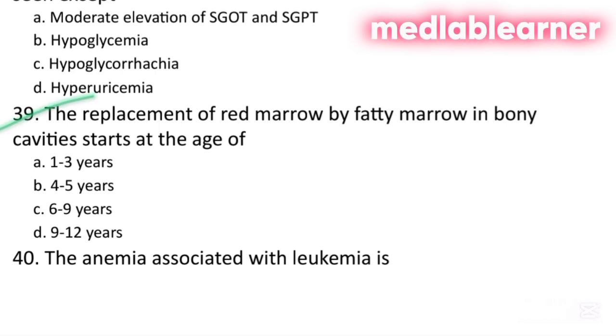39. The replacement of red marrow by fatty marrow in bony cavities starts at the age of A. 1 to 3 years, B. 4 to 5 years, C. 6 to 9 years, D. 9 to 12 years. Answer will be B. 4 to 5 years.